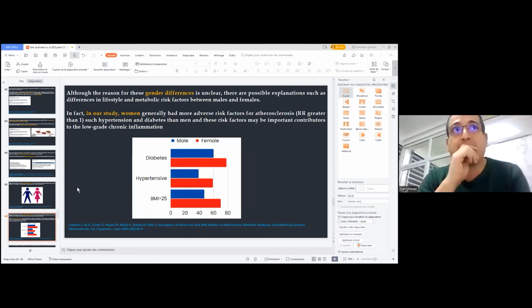In fact, in our study, women generally had more adverse risk factors for atherosclerosis, for example hypertension, diabetes, and body mass index, than men. And these risk factors may be important contributors to low-grade chronic inflammation.